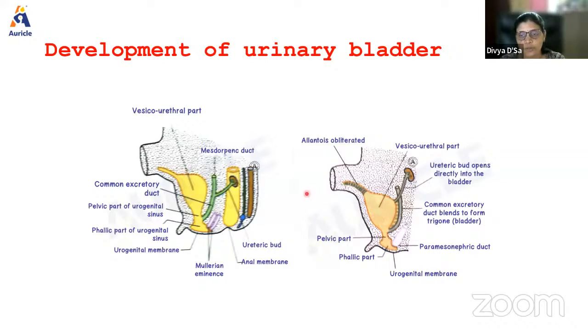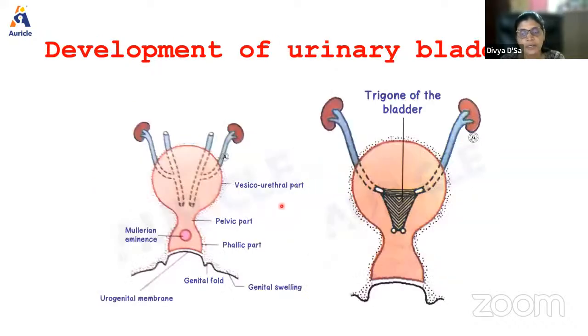From the vesico-urethral part of the primitive urogenital sinus, the bladder forms. The apex of the bladder is contributed by the allantois, which lies near the hindgut. Once the bladder is formed, the allantois gets obliterated and remains as the urachus, later called the median umbilical ligament. That is the major portion of the bladder wall, the neck, and so on.